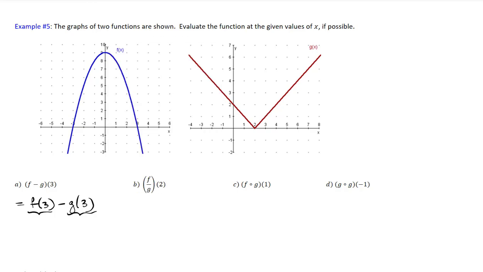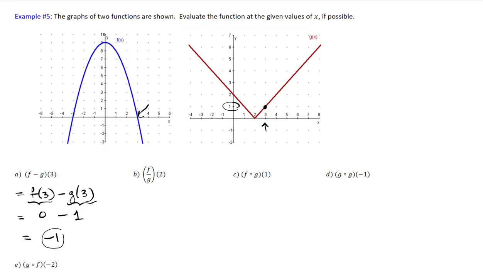F of 3 is basically asking for the output value when x is equal to 3. So that value is 0. And now g of 3, looking at the second graph, when x is equal to 3, the corresponding output is the number 1. And hence, 0 minus 1 is a function value of -1.